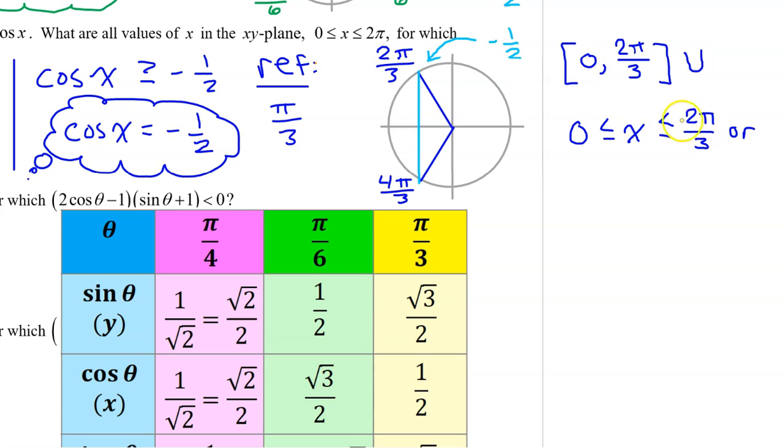So far we have this. Remember to use brackets to show that the endpoints are included in interval notation, and we use less than or equal to show that the endpoints are included as an inequality.